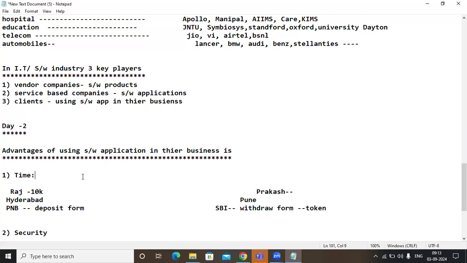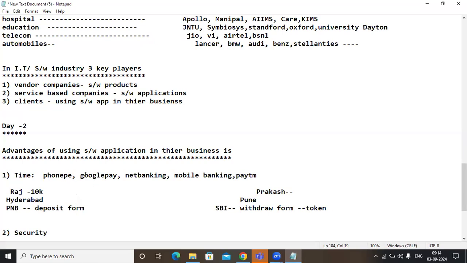I need not deposit. Simply, I can open my mobile. I have PhonePe, I have Google Pay, I have net banking, I have mobile banking, I have Paytm. So many things are there. Am I correct or not? Yes. I can open PhonePe and easily transfer the funds from my account to my friend's account. I need not go to the bank.